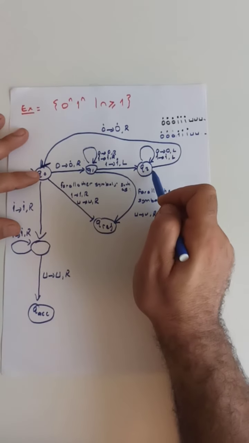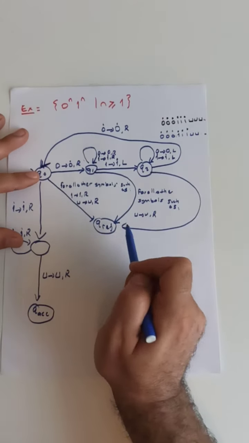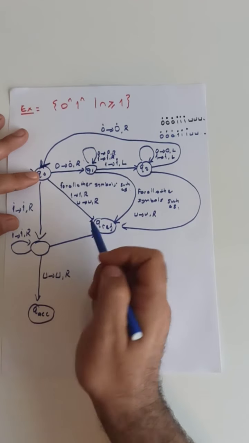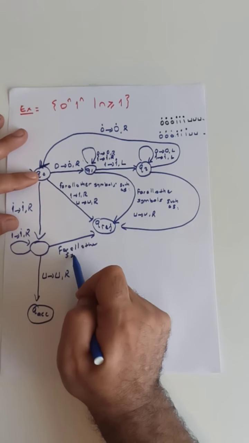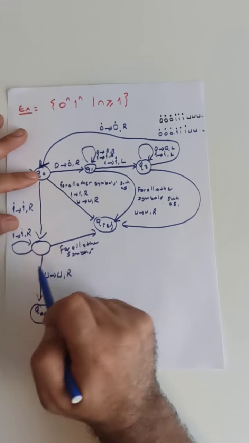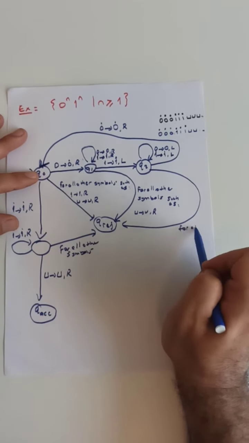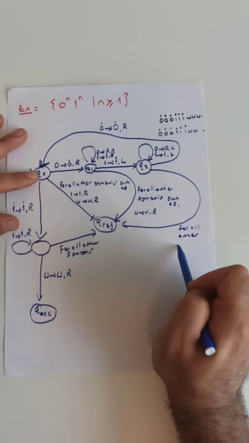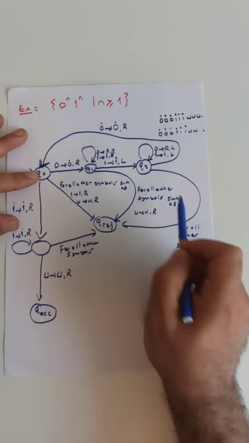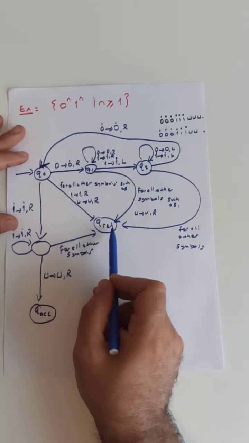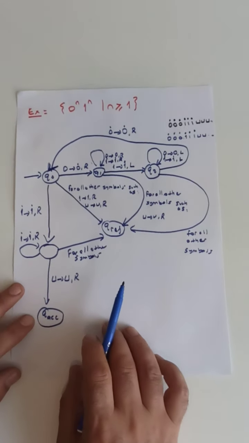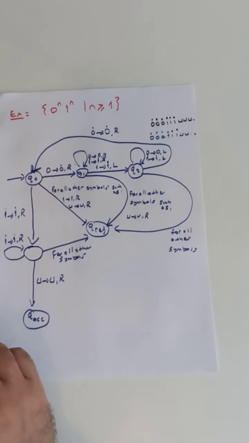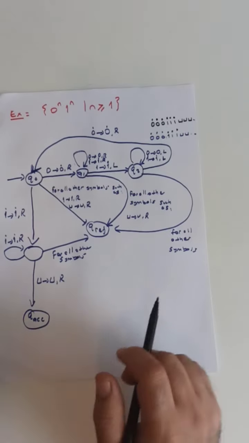We can do the same thing for all the rest of the transitions. For all other symbols, simply go to the reject state. At Q2, for all other symbols, simply go to the reject state as well. Let's see how this machine behaves on given sample input strings.